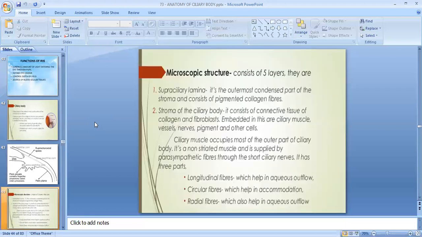Then comes the microscopic structure of ciliary body. There are 5 layers. The first layer is the supraciliary lamina. It is the outermost condensed part of the stroma and consists of pigmented collagen fibers.